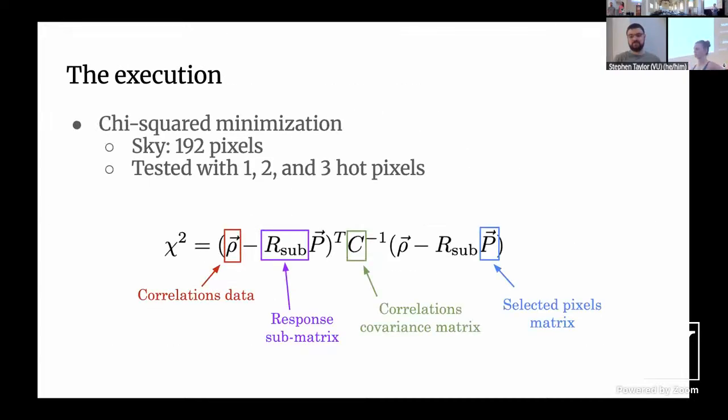And the way we determined what those pixels would be is with a chi-squared minimization, as you can see here, and also on the board, same one that the last group talked about, where we have the correlations data from the 15-year analysis. We have that response submatrix that we built, the correlations covariance matrix, and here P is like the selected pixels matrix, in that you're taking a chunk of the matrix that corresponds to the pixels that you've selected.